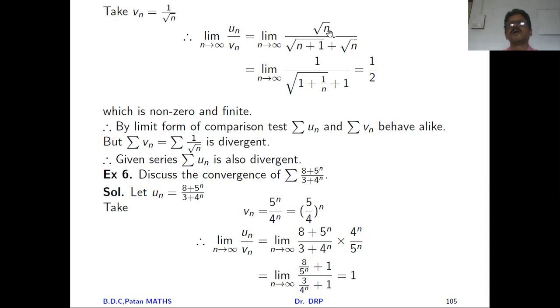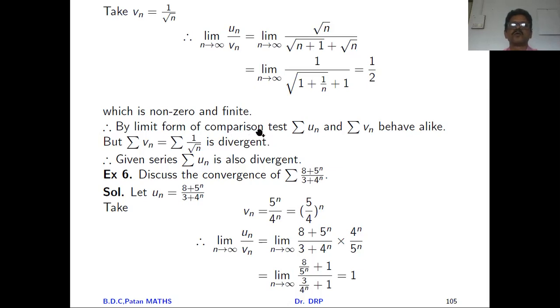And then divide numerator and denominator by square root of n. So there you will get limit n tends to infinity, square root of n upon square root of n, you will get 1 divided by square root of 1 plus 1 upon n plus 1. And as n tends to infinity, what happens? This term tends to 0 and there you will get the required limit as 1 upon square root of 1 plus 1, that means 1 upon 1 plus 1, that is 1 by 2. So the obtained limit is non-zero and finite.